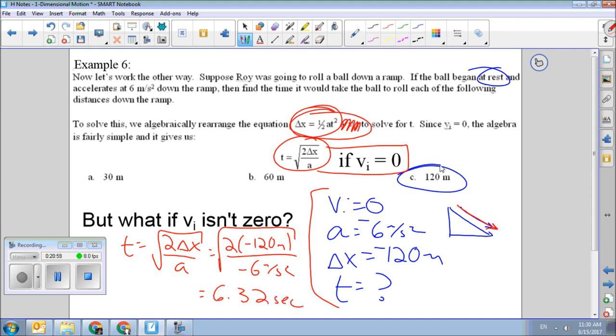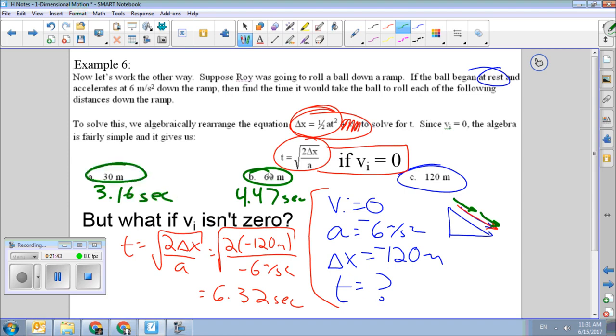The reason I had you doing different ones was this. If you find the time to go half of that distance, it doesn't turn out to be half of the time. It turns out to be 4.47 seconds. The reason for that is it takes more time to go the first half of the ramp because it's going slower, right? Remember, it's speeding up as it goes down the ramp. So it's going to take more time to go the first bit than it will the last bit, okay? And so weirdly, it turns out that the time to go a quarter of the distance is half of the time. So this time ends up being 3.16 seconds, if you figure them out, okay?